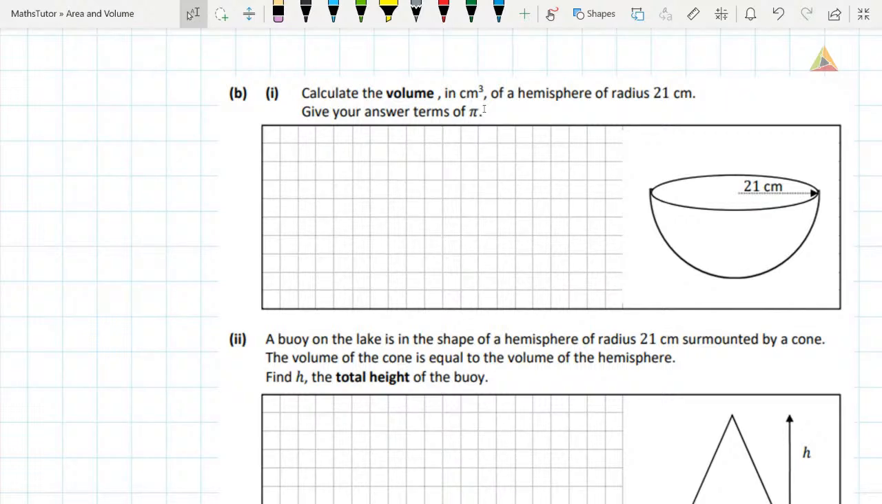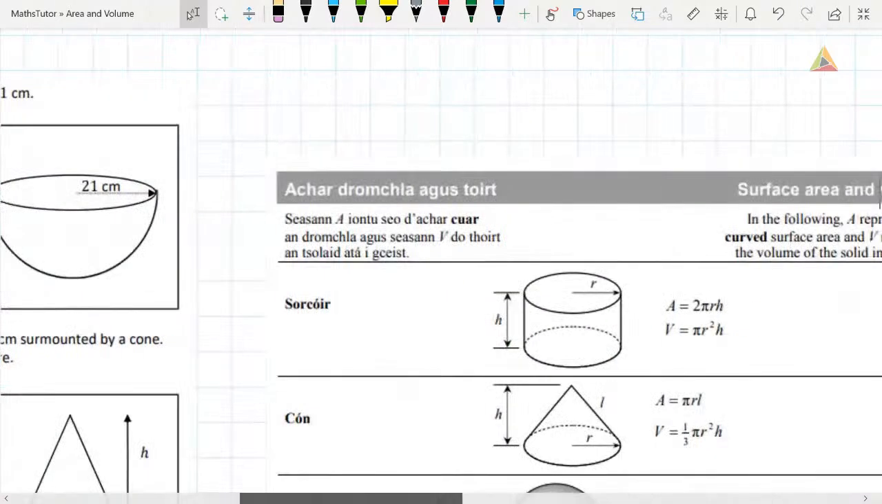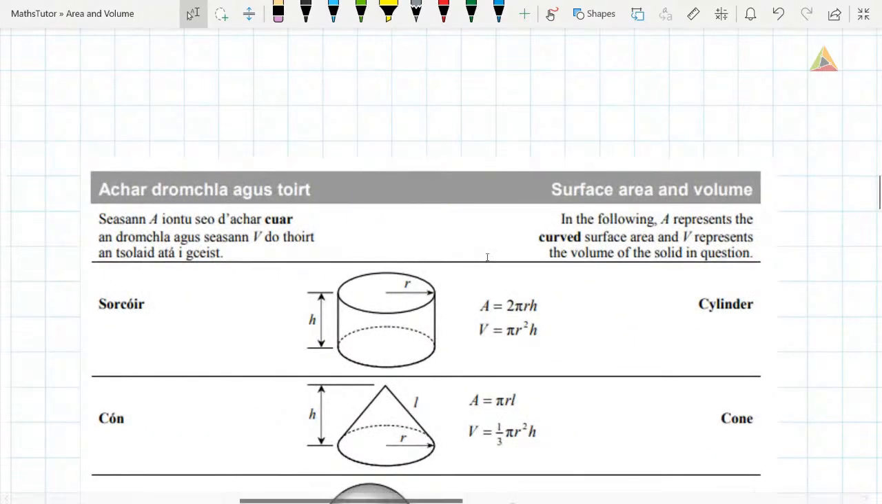So part B, part 1 says calculate the volume in centimeters cubed. So it's giving me my units, so in centimeters cubed, of a hemisphere of radius 21 centimeters. So I'm going to mark what shape it is. So it's a hemisphere here. And then it says give your answer in terms of pi. So whenever I see this in terms of, it means that I'm going to have that in my answer. So if it says in terms of pi, that means my answer will have a pi in it. So we're going to go and look for a formula for the volume of a hemisphere. So when I go to my tables again, so when we open our tables, and we'll just move over to see them here, this is the part of my tables that I'm going to be looking at.